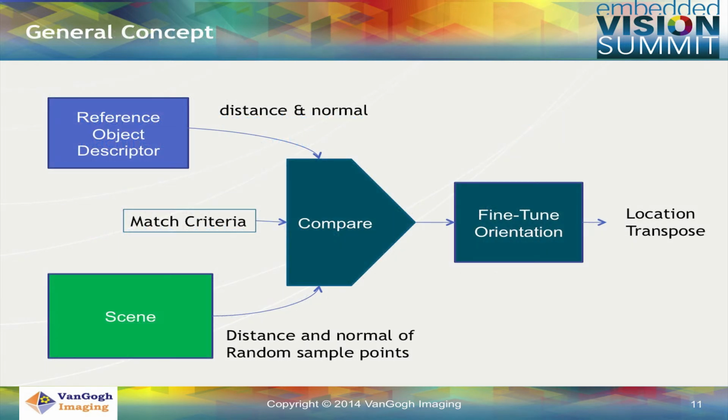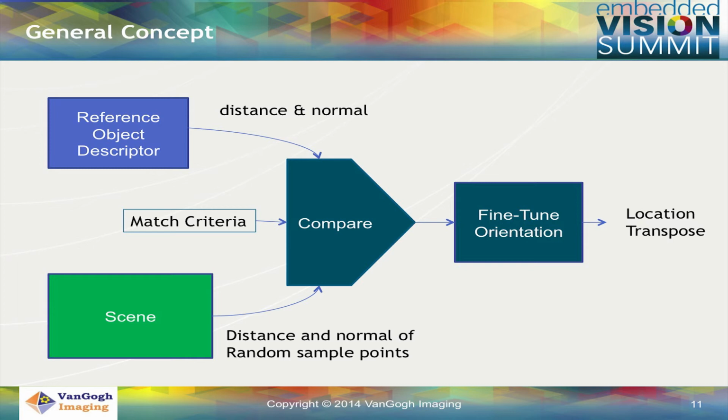Just stepping back before I get into what we did, this is the general concept of object recognition. Once again, at the top, you find the object descriptor. An object descriptor could be a number of things, as you've already been introduced to, but in our case, we use distance and normal functions. So, distance between points. You've got all these points in a 3D space. So it's a combination of distance and normals.